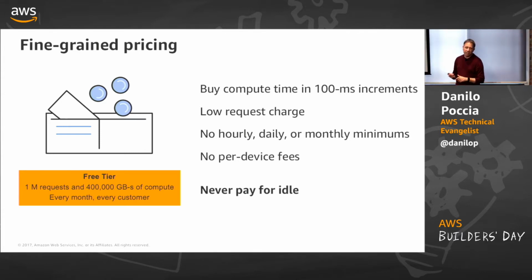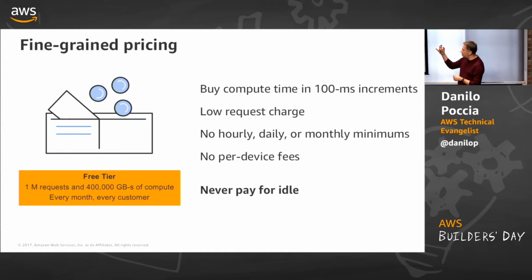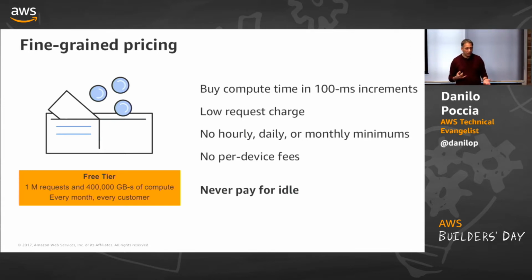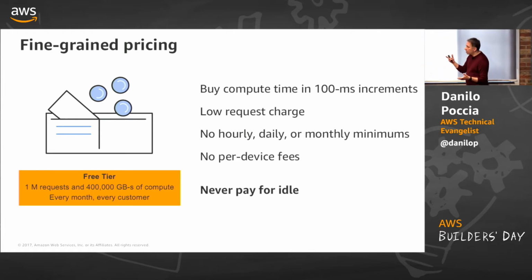The free tier, I think we already mentioned that in the State of the Union, but I think it's a good incentive to start playing with serverless technologies. Every customer, also after the first year, it's always true, has the first 1 million requests per month and 400,000 gigabyte seconds of compute time without any cost. So 1 million requests is very clear.